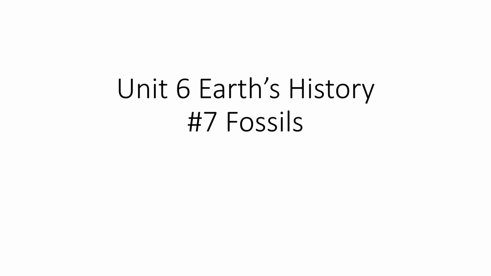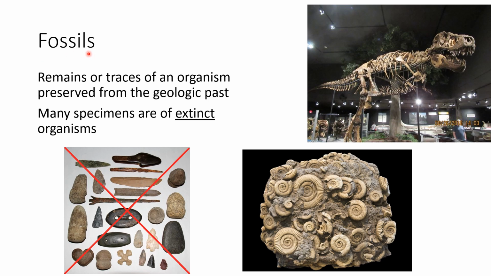Here's lesson number 7 of Unit 6. This is fossils. So a quick definition of what a fossil is. It is evidence of an organism that is preserved from the geologic past. It could be the remains of the organism, so actual pieces of its body, or it could just be a trace that the organism was there at some point.